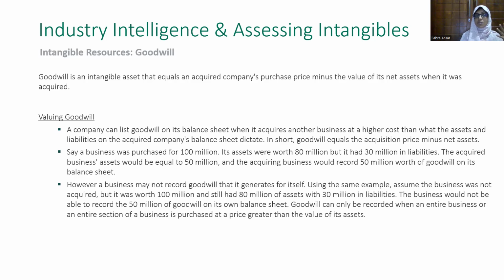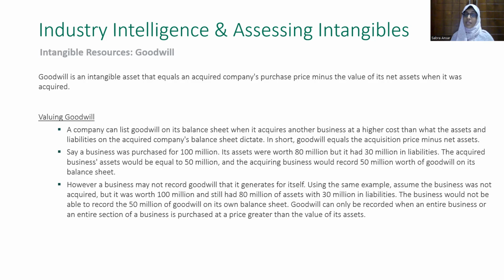Say a business was purchased for 100 million and its assets were worth 80 million, but it had 30 million of liabilities. The acquired business's net assets should equal what? 50, because the net assets are 80 minus 30, which is 50. An acquired business should record how much goodwill? It should be 50 million of goodwill, because as I said, goodwill equals the acquisition price minus the net assets. Net assets would be the difference between the assets and the liabilities.